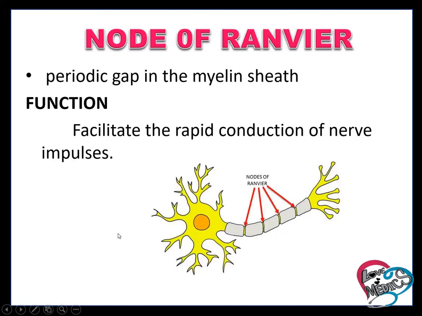Node of Ranvier. What is node of Ranvier? It is the gap in the myelin sheath, that is node of Ranvier. The function of the node of Ranvier is to facilitate the rapid conduction of the nerve impulse. Rapid conduction.